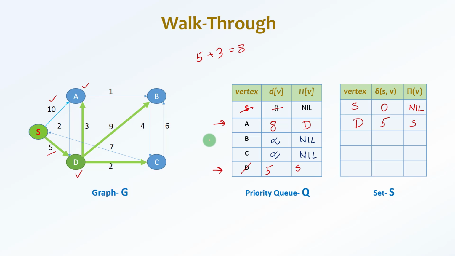Next, the vertex B. Currently the stored distance is infinity. Now here, if we consider this path, the distance will be 5 plus 9. So that is 14. So we are going to update the distance to 14 and also update the parent vertex to the vertex D. And next, the vertex C. This currently stored distance is infinity.